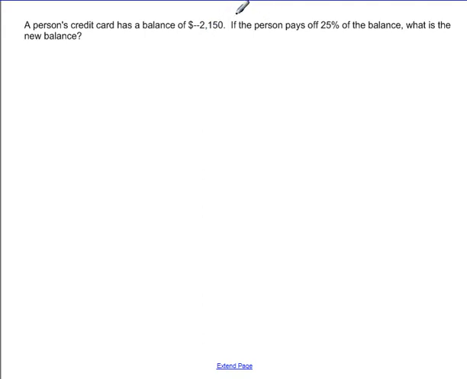A person's credit card has a balance of negative $2,150, so they owe $2,150. If the person pays off 25% of the balance, what is the new balance? And so since we're working with signed numbers, we're going to keep in mind positives and negatives here as we do this. We're really going to be thoughtful about how we do that.